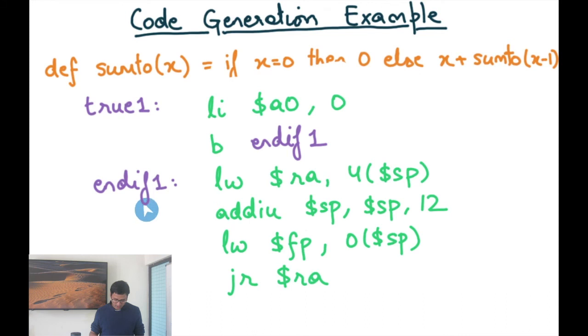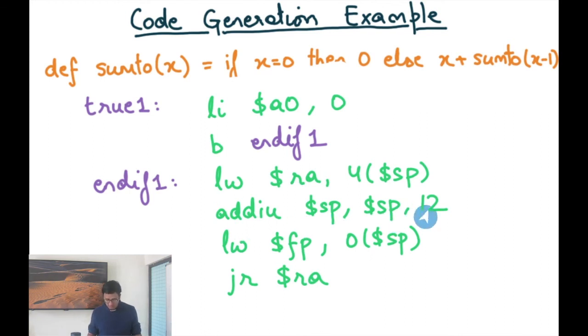Finally, end if 1. What is end if 1 supposed to do? Now I have computed the expression. Now the instructions that are supposed to execute after this are the ones that are due to the function definition, the function declaration. And so recall what the footer of the function declaration code is. It is load word from the top of the stack into $ra. So get the return address into $ra.